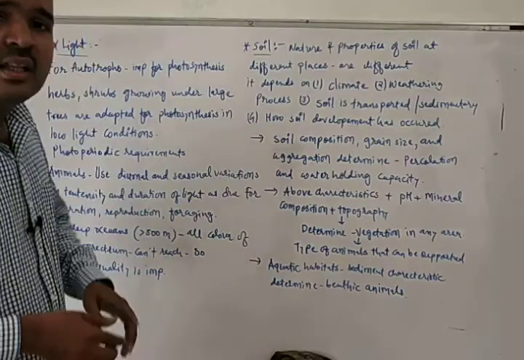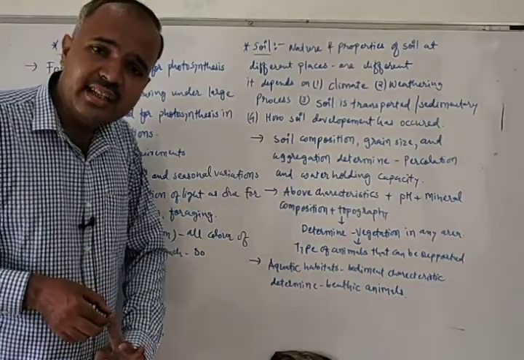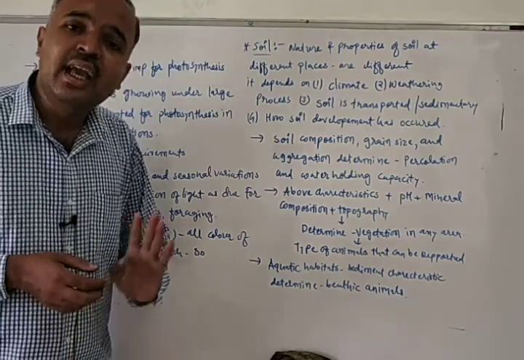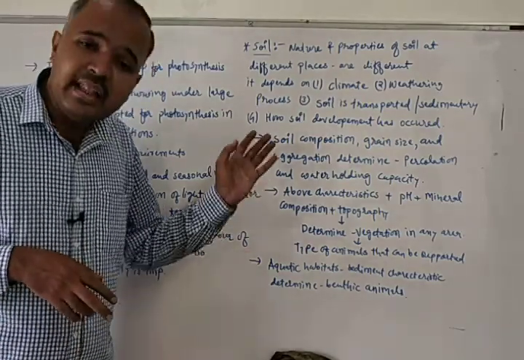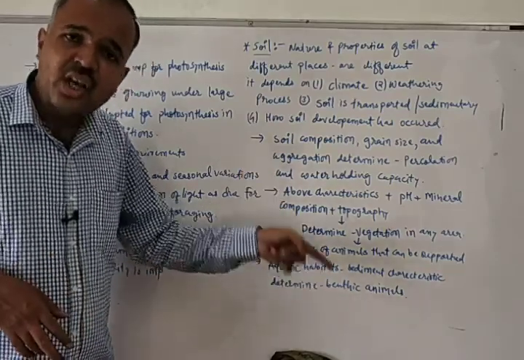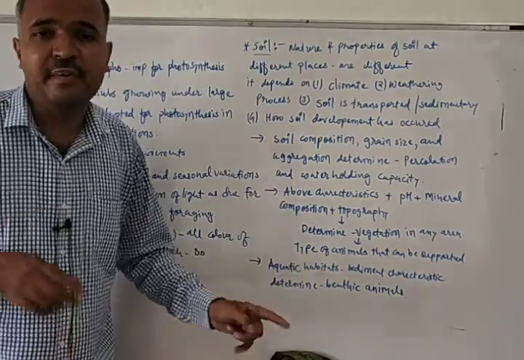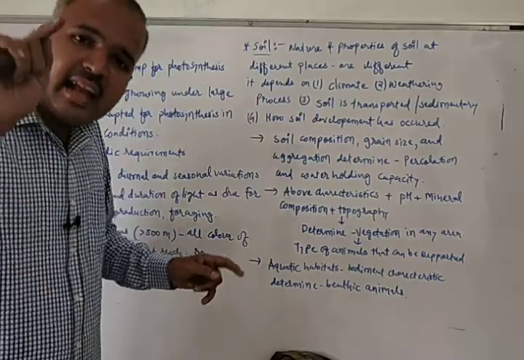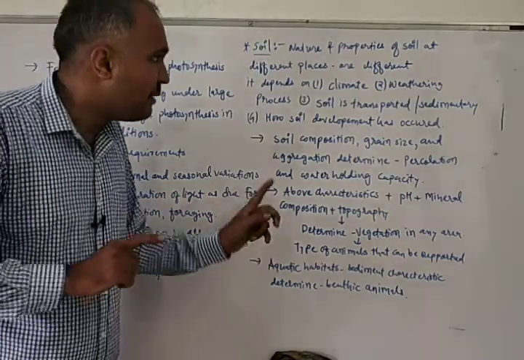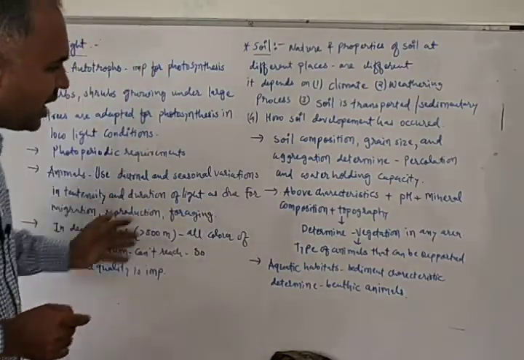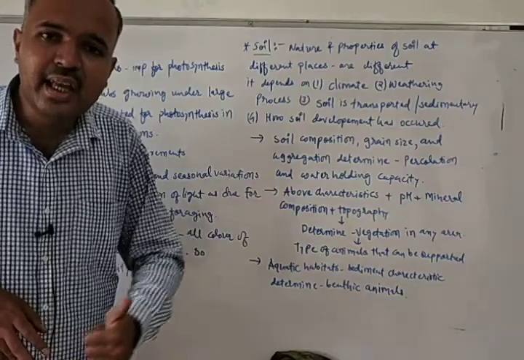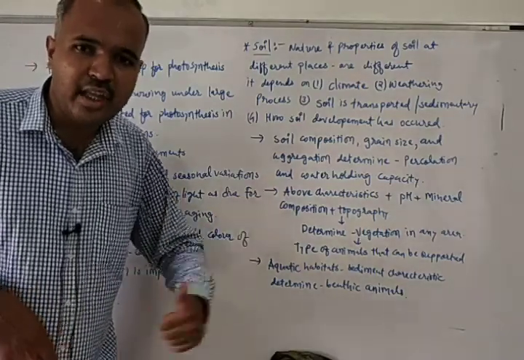And then we said that soil composition, soil grain size and grain aggregation will determine the water holding capacity and percolation capacity. And then we said that the above characteristics plus pH, mineral composition and topography will determine the vegetation, and that vegetation in turn will determine the type of animals that can be supported by the soil. Okay, so here we finish the abiotic factors, and in the next slide we will begin the response towards the abiotic factors.